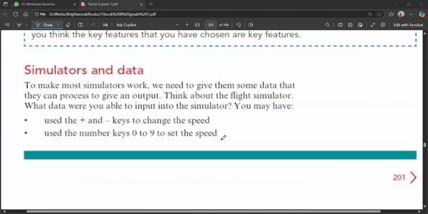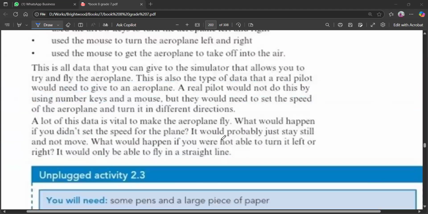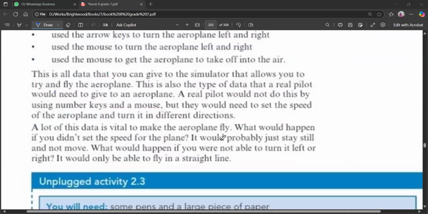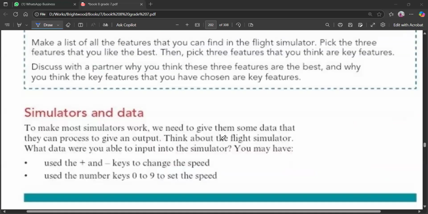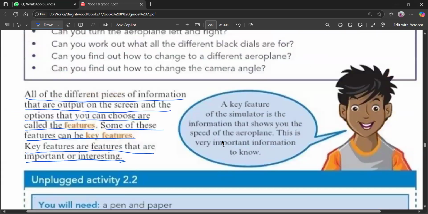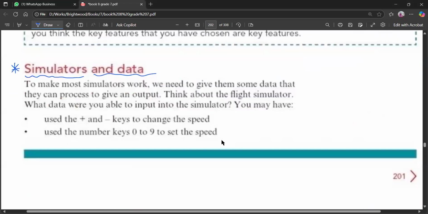There can be two arrows, up and down. Like that, simulators can use different kinds of data. It depends on your work.